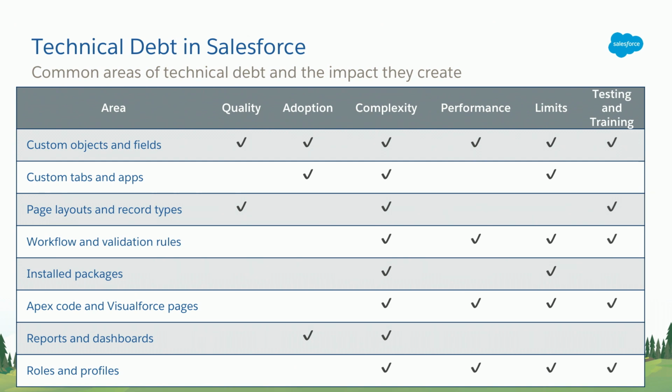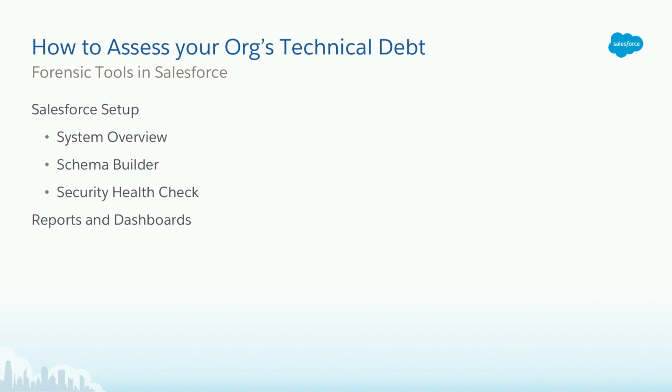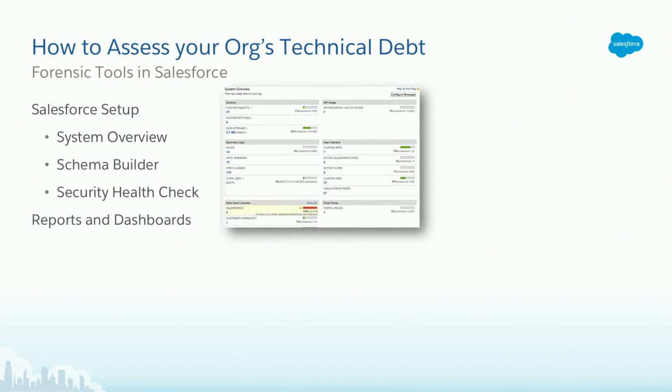So let's talk about what we can use to start assessing those areas of technical debt. So the first place I always go when I start thinking about how to assess technical debt is I start in Setup. And I'll look at Setup Overview. All right, this will give you a very high level of what's being used. You get some high level of what limits you might be close to, custom field limits, data limits, end user limits. It'll just kind of give you that quick overview. I also like to check out Schema Builder.